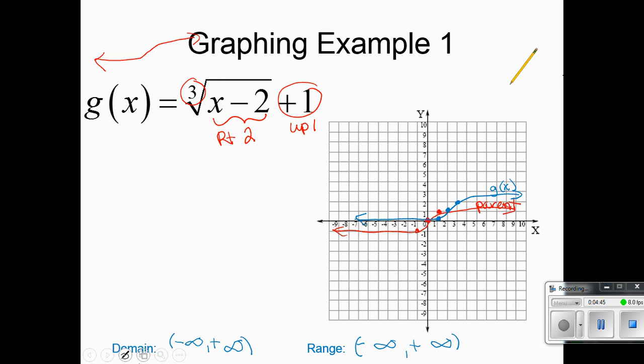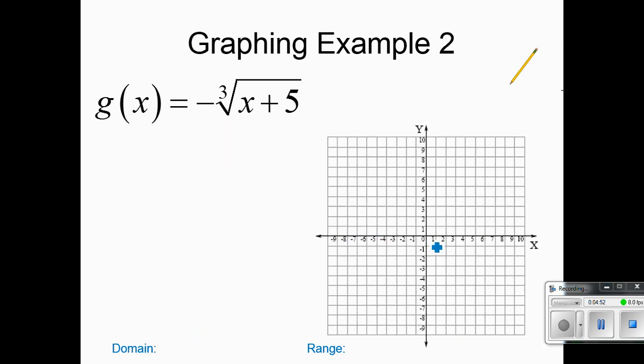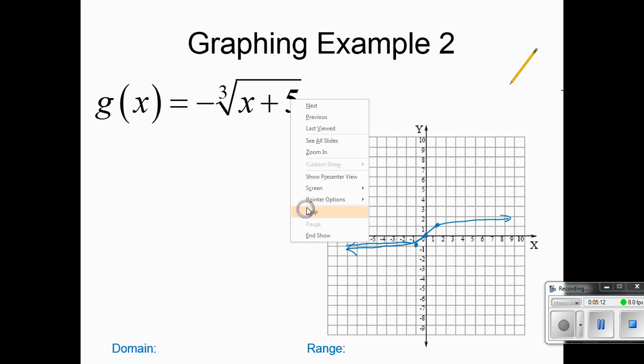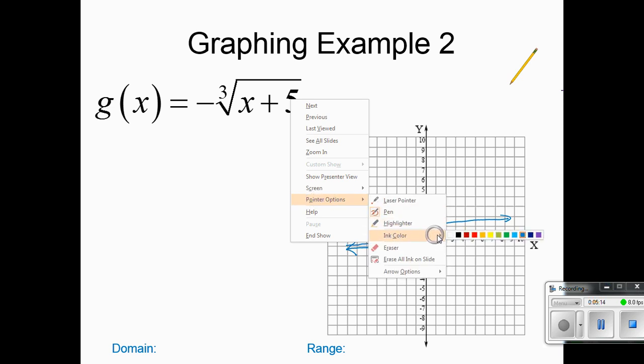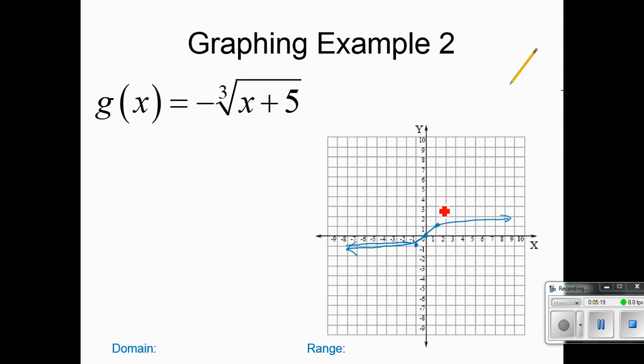Graphing example number 2, let's go ahead and take a look at this one. If I graph the parent function, I would start at 0, 0, put a dot at 1, 1, negative 1, 1, and draw that sort of swoosh. My connecting the dot skills are lacking. There we go. And now we need to figure out how it has shifted. So I'm going to go back to my red here. This was the parent. Now let's graph our g of x.